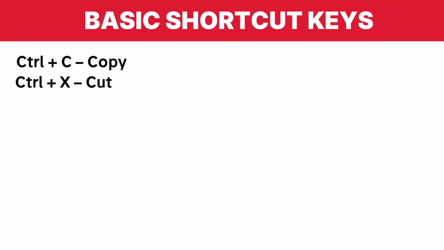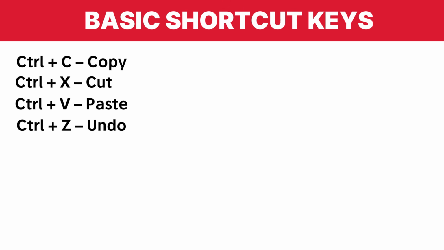The first shortcut is Ctrl C. It is used to copy selected text, files, or other items. Ctrl X. Cut. Ctrl X is used to cut selected text, files, or items. You can then paste them somewhere else. Ctrl V is used to paste copied or cut content. This is one of the most frequently used keyboard shortcuts.